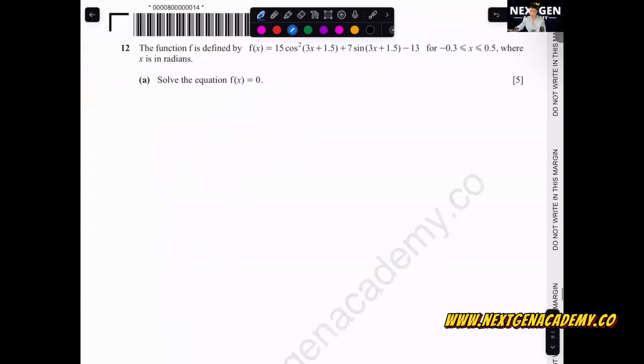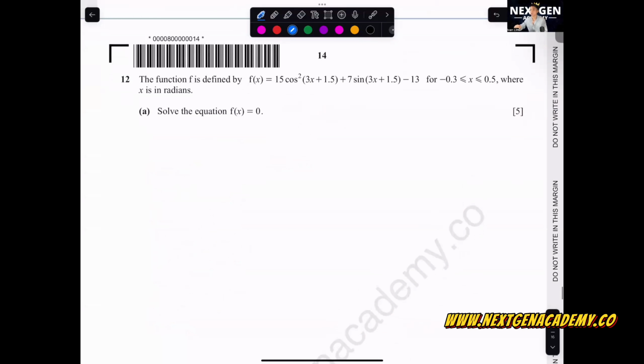Okay, question 12. 5-mark question. The function f is defined. f(x) is this long equation where x is from negative 0.3 to 0.5, where x is in radians. Solve the equation f(x) equals to 0. Okay, what can we do over here?